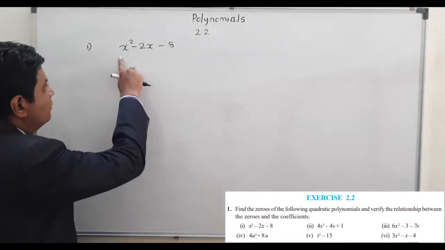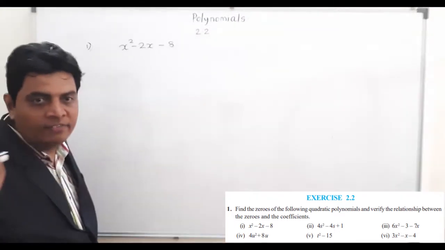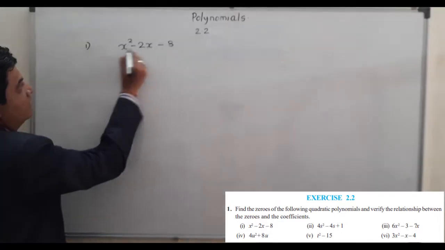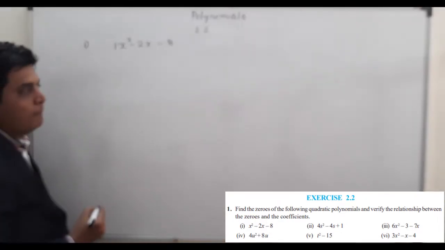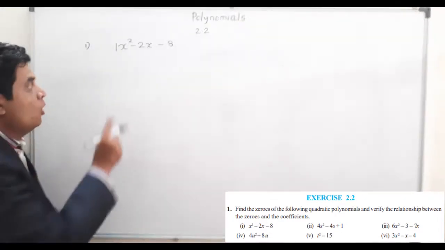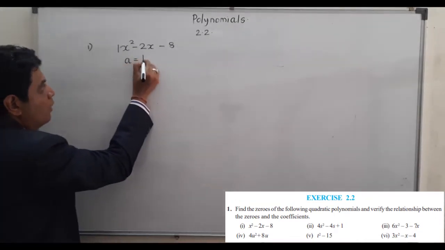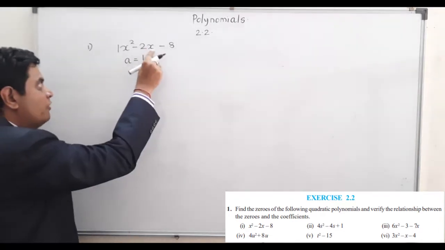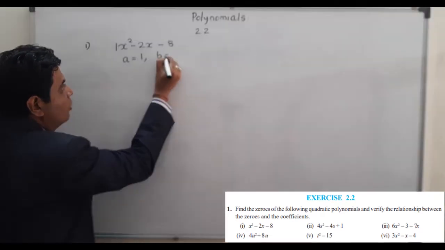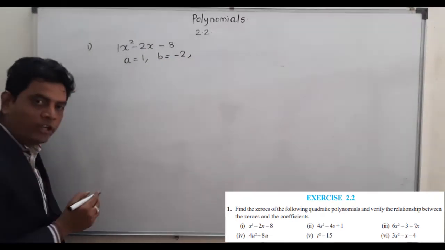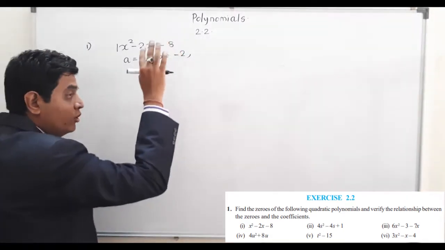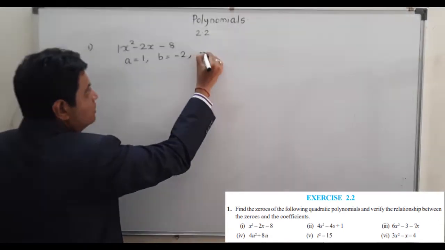So first we'll find the values of a, b and c. This can be written as 1x square minus 2x minus 8. Whatever is the coefficient of x square is a, so a is equal to 1. Whatever is the coefficient of x is b, so b is equal to minus 2. And whatever is the constant term is c, so this is minus 8.